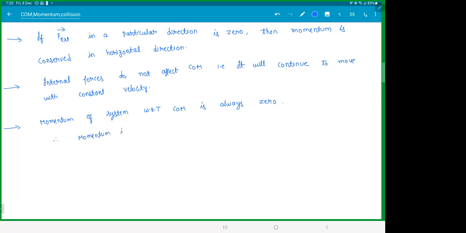This would be a good more-than-one-choice statement question. Momentum is always conserved in center of mass frame, even if forces are acting. True, actually. Momentum is conserved because it's always zero. So if an observer is standing on the center of mass frame, momentum is always conserved, even if external forces are acting. Generally, if external forces are there, momentum is not supposed to be conserved.